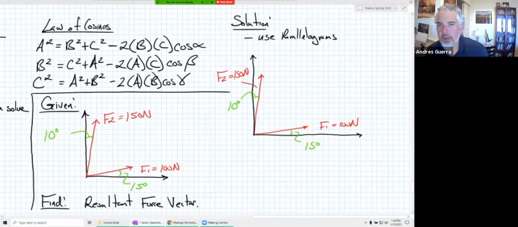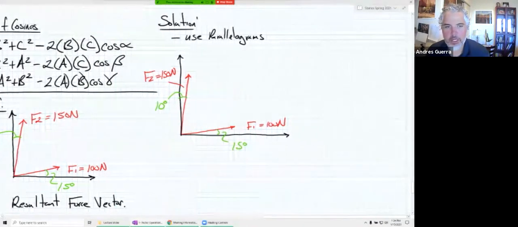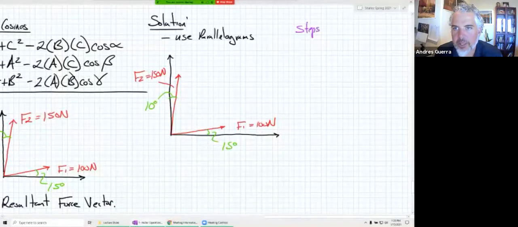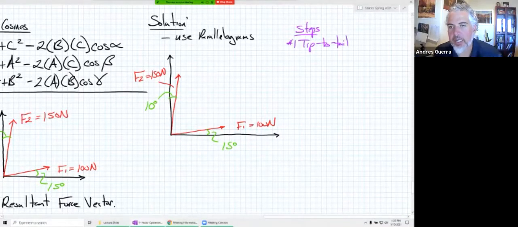When we're doing our parallelograms, let's write down some steps here. I'll do that in purple. Okay, so our steps. The first step is tip to tail. Right now, if we look at our problem, when you're doing this, identify where everything is touching. Right now, everything is touching right here at the origin, right? All the tails are touching.